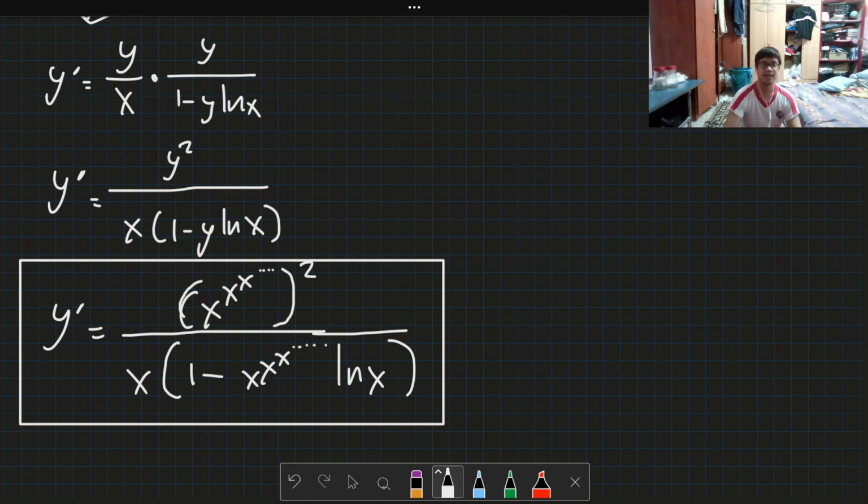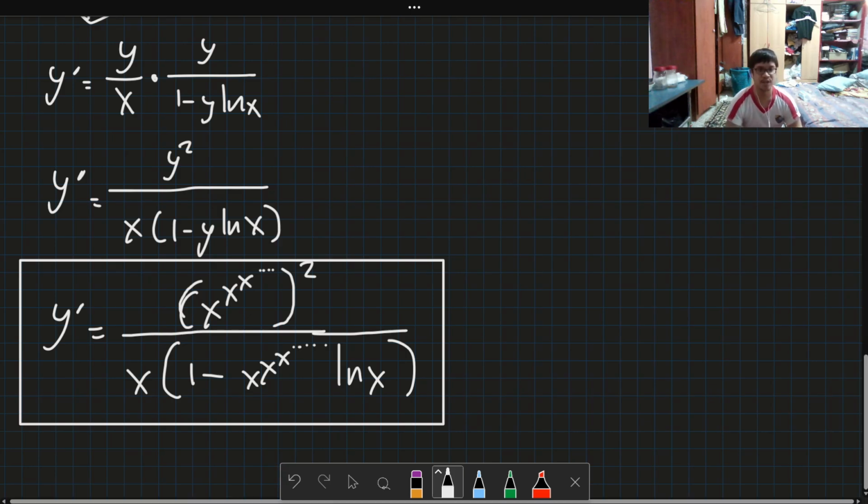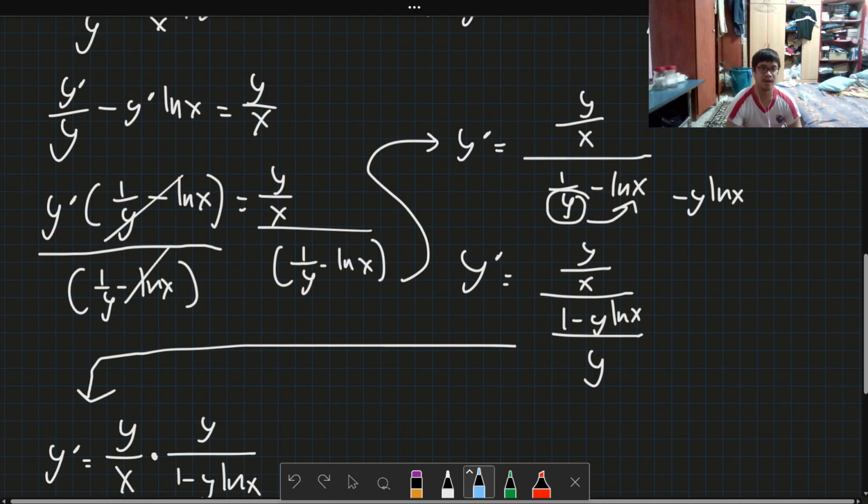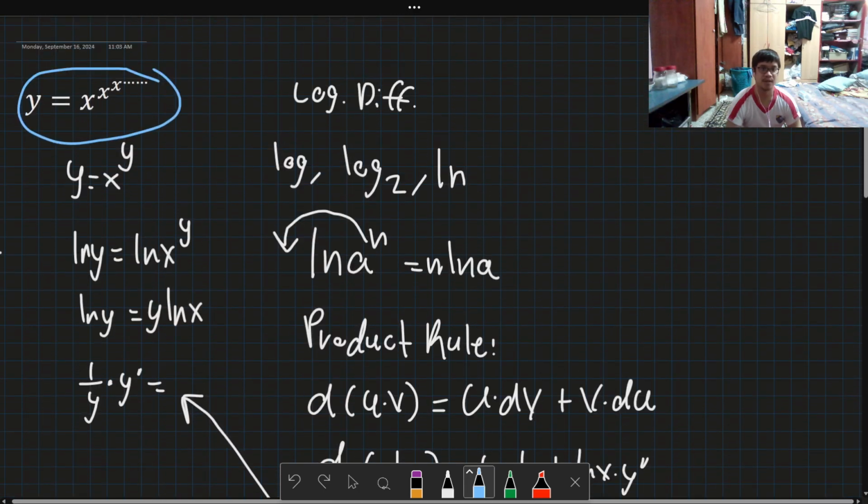That's it. That is how you find the derivative of x raised to x raised to x raised to x raised to x, and so on. You can still simplify this one, by the way. Like, you see this one? Remember what's that again? The power law of logarithm?